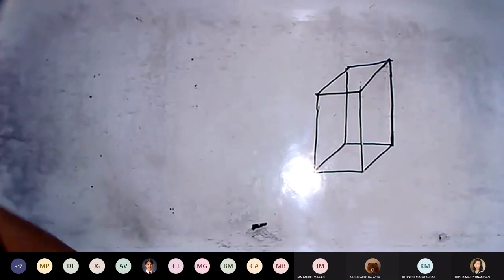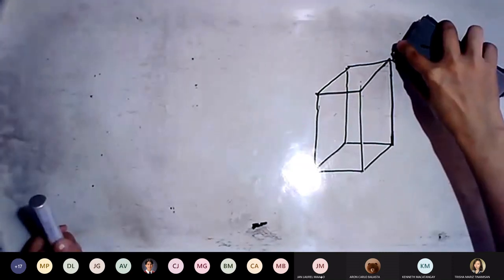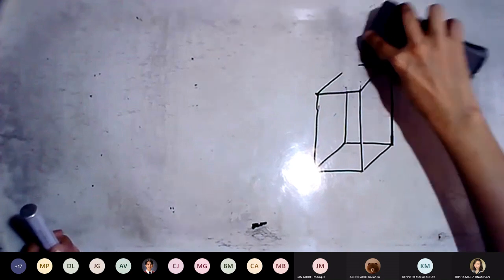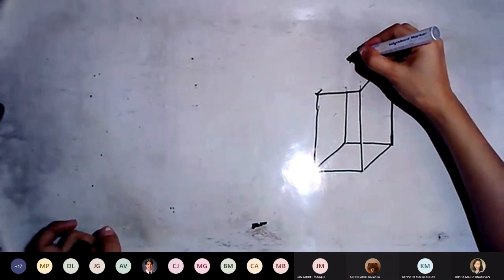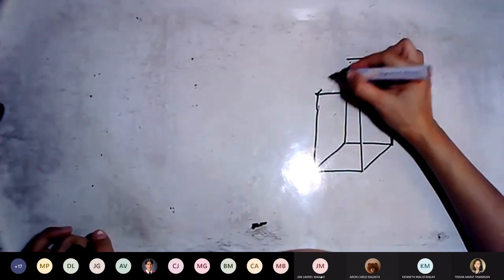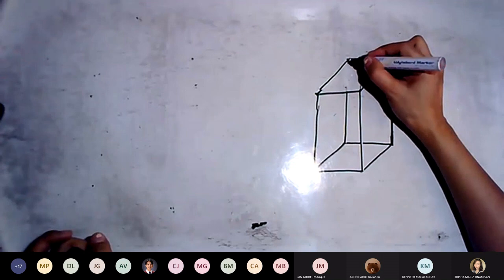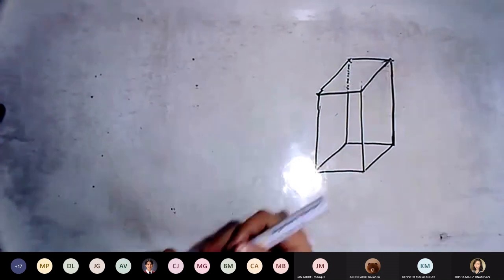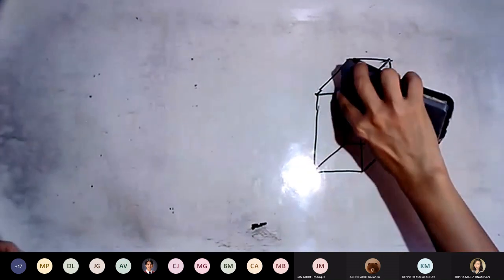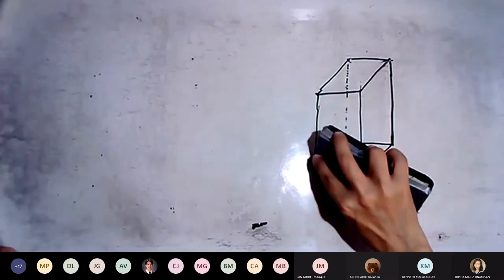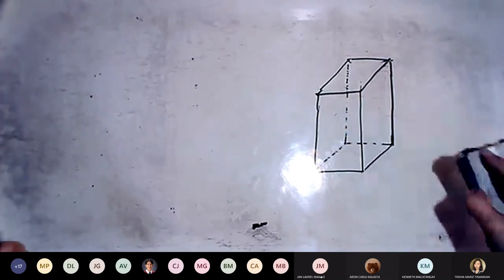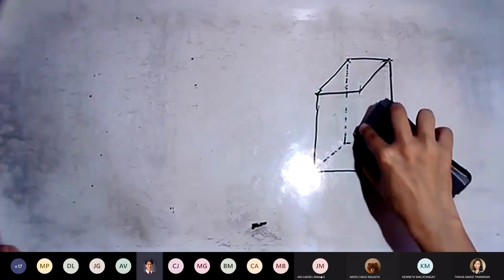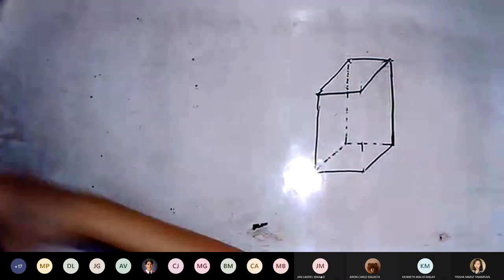Let me just draw my figure here. Again, I am drawing not to scale, just to represent the worded problem that was given to us. Okay. Is my audio clear? Still clear? Yes.